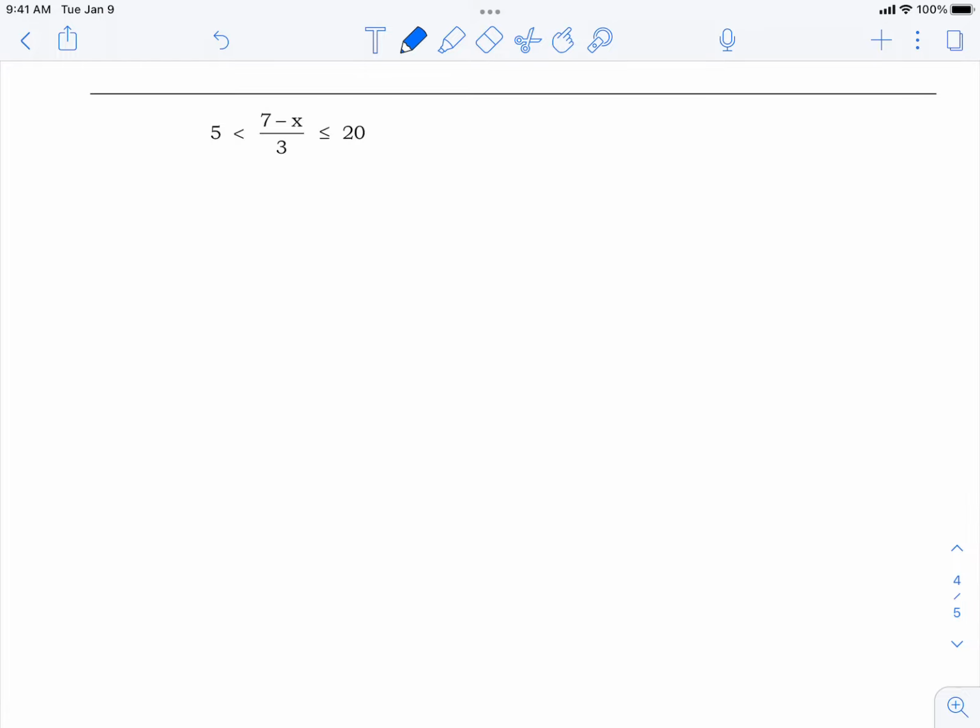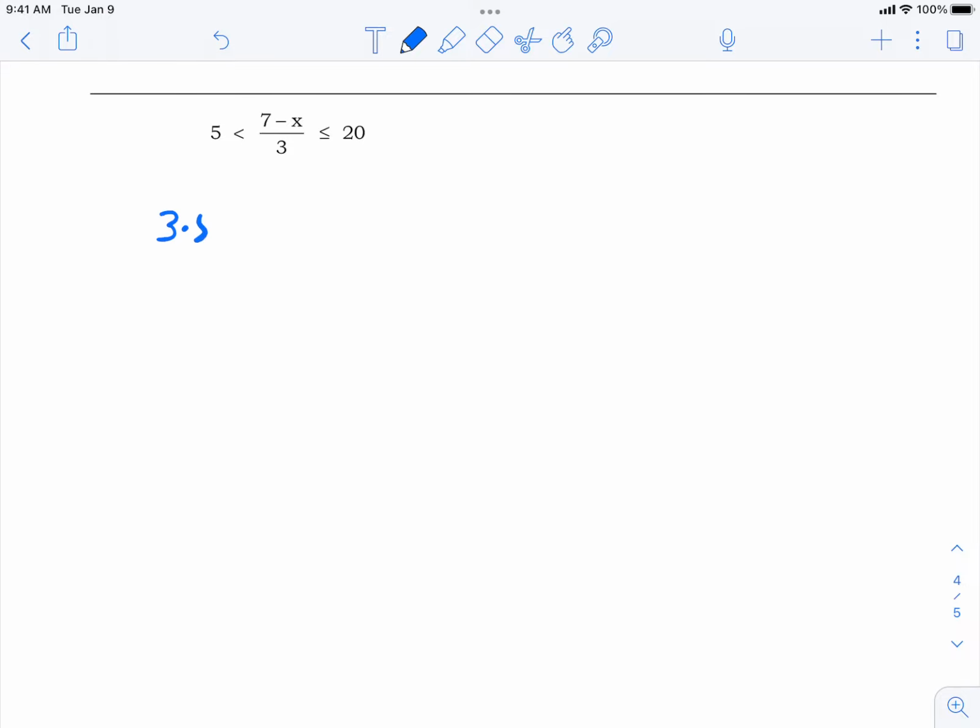Pause. Rewind. Okay, what are we going to do here? Looking in the middle, I've got to get the x by itself. What don't I like about what I'm seeing in the middle? Well, I really don't like having a fraction. I don't like having that 3 there. How can I get rid of the 3? To cancel the 3, I would multiply by a 3 so that the 3 would cancel. So I'm going to multiply everything by 3.